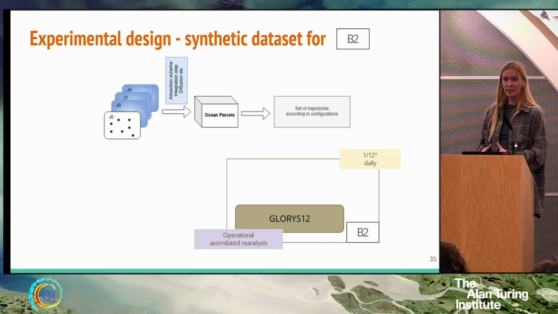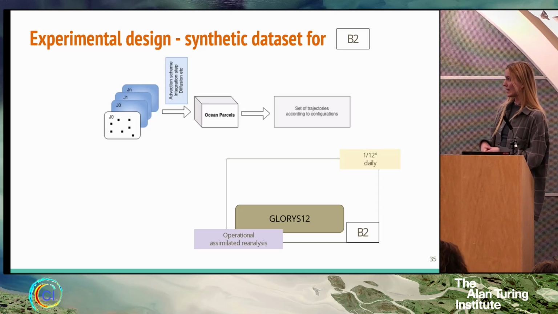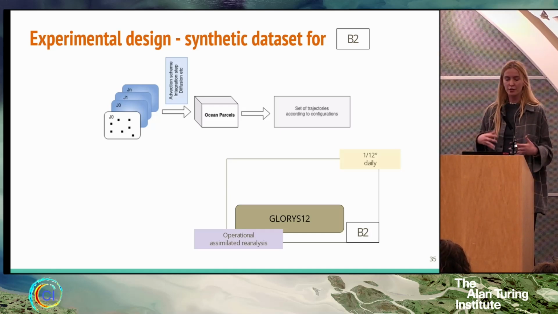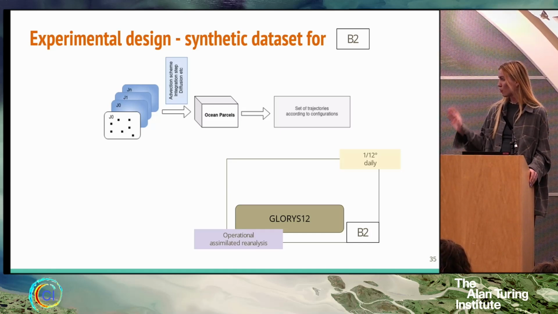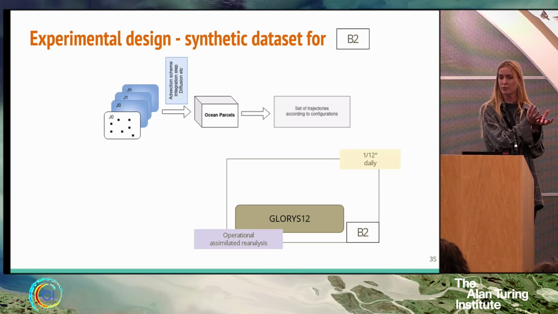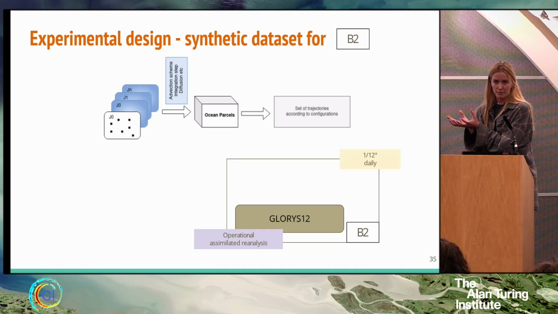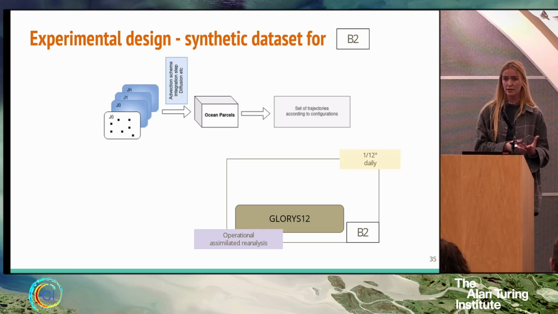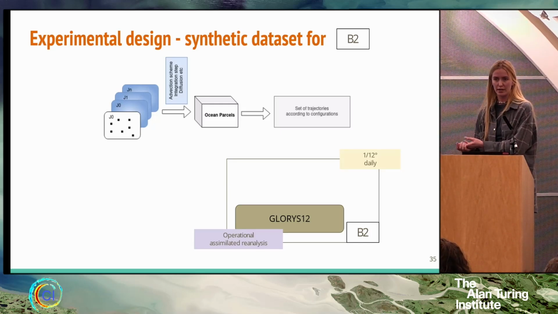And finally, the baseline for the real use case would be, again, the ocean parcel simulation, or in other words, the virtual particles advected from the operational assimilated reanalysis GLORYS12 model, which has exactly the same spatial and temporal resolution as in the virtual case. Okay? So basically, we have a fully controlled virtual framework and a real use case. And the first benchmark will allow us to validate the method and then to test in the real use case.